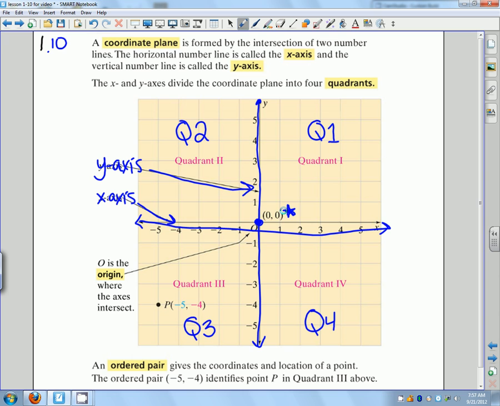And then an ordered pair. I'm sure you've heard of ordered pairs. I'm sure you know how to graph ordered pairs, but this is just a reminder. So an ordered pair gives the coordinates of a location of a point. The ordered pair -5, -4, it's right here. This ordered pair P identifies point P in quadrant 3. So if you need to, push pause, finish your graph, and then we'll move on.